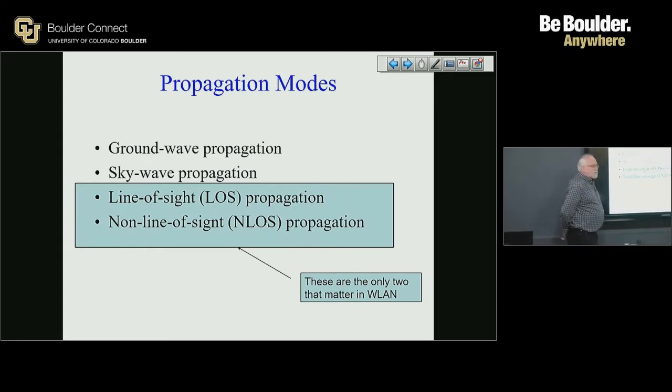So waves propagate from one place to another in space. That's the next thing. So we talked a little bit about antennas. Let's talk about propagation modes. Ground wave and sky wave we don't really deal with in Wi-Fi because the frequencies are too high. These are only at lower frequencies. So in Wi-Fi, the 2 that matter the most are line of sight and non-line of sight. We talked a little bit about this last time. So line of sight, I can see the access point. Non-line of sight, I can't.